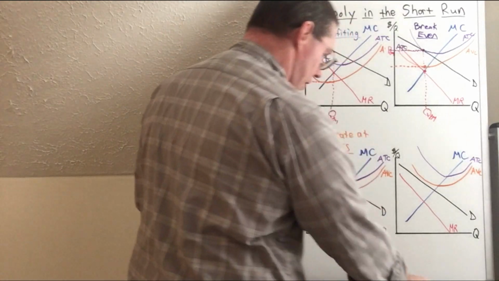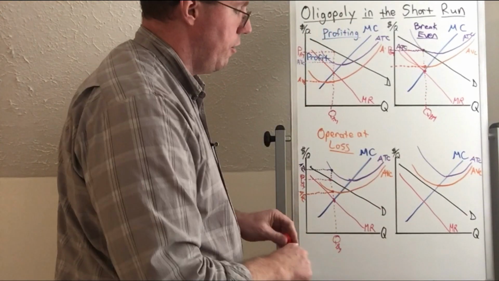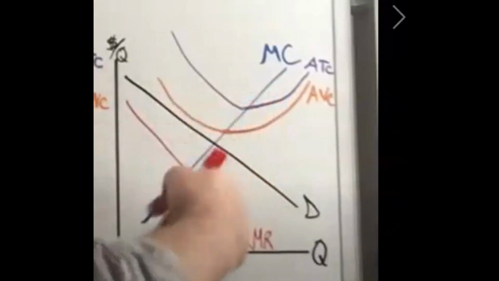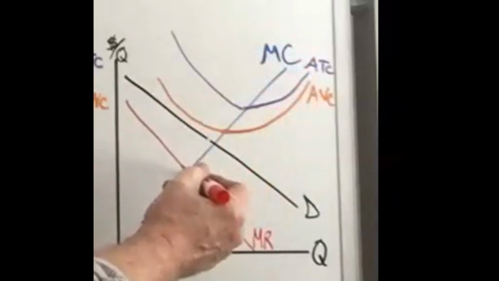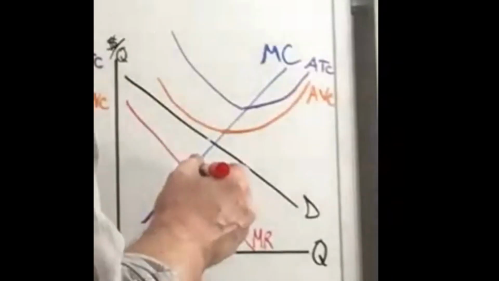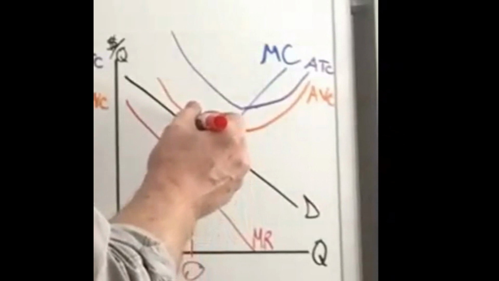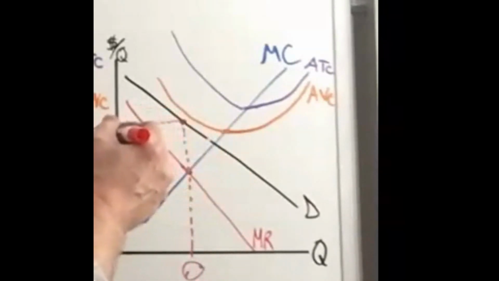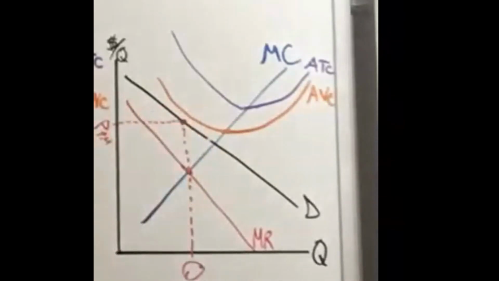Now when we come over here, we're going to do the exact same thing. This firm is going to decide its profit maximizing quantity where marginal revenue is equal to marginal cost, which is right here. We're going to come down here. This is the profit maximizing quantity, the best that this company can do for themselves. We go all the way up to the demand curve, and then we come over, and you can see that the profit maximizing price is there.